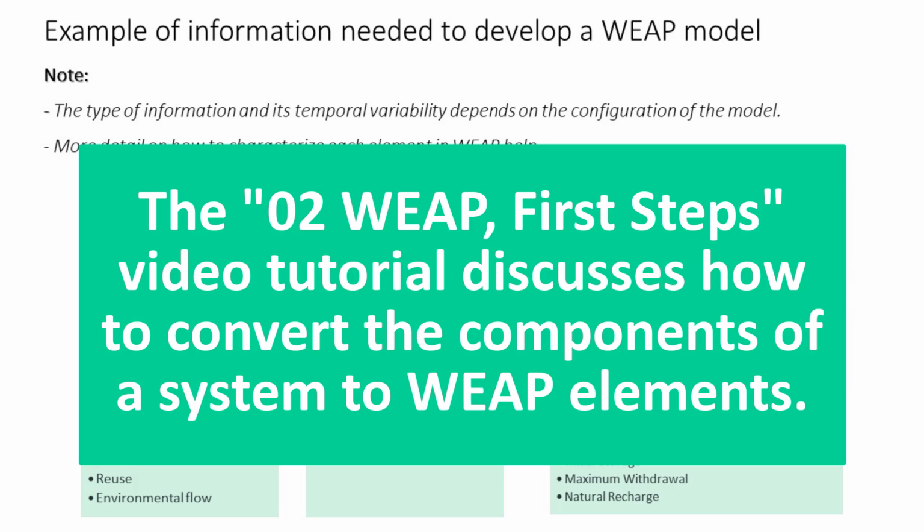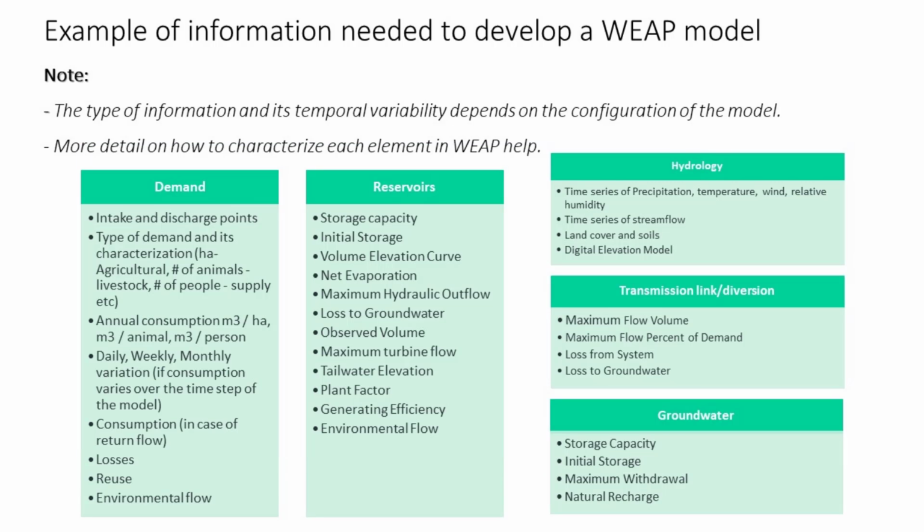The elements in WEAP represent the real components of the system to be modeled. You could watch the How to WEAP First Steps video tutorial for more details. The first step is to define the elements. Then, they must be characterized by entering their associated information into WEAP.